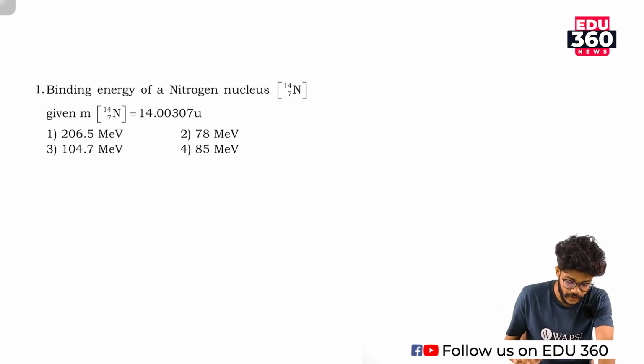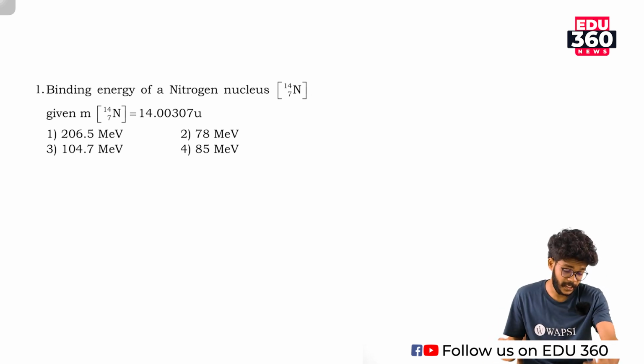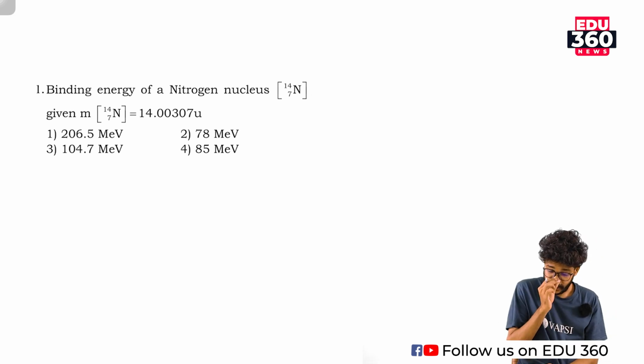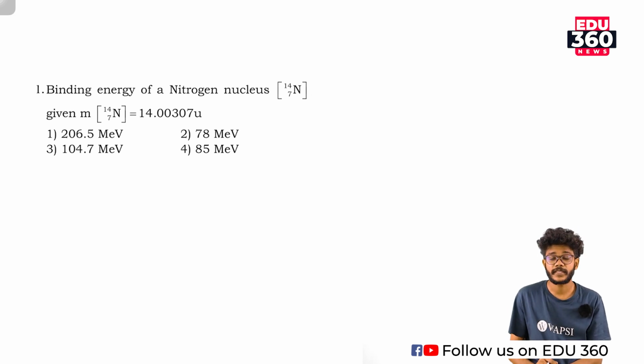Okay. So the first question is related to the binding energy. Binding energy of a nitrogen nucleus, 7N14, that means ZXA. Z is 7, that means the atomic number is 7, and the mass number is 14. Given M, that means the total mass of this element is 14.00307 U, atomic mass unit U. So we have to find the binding energy. So what is meant by binding energy?